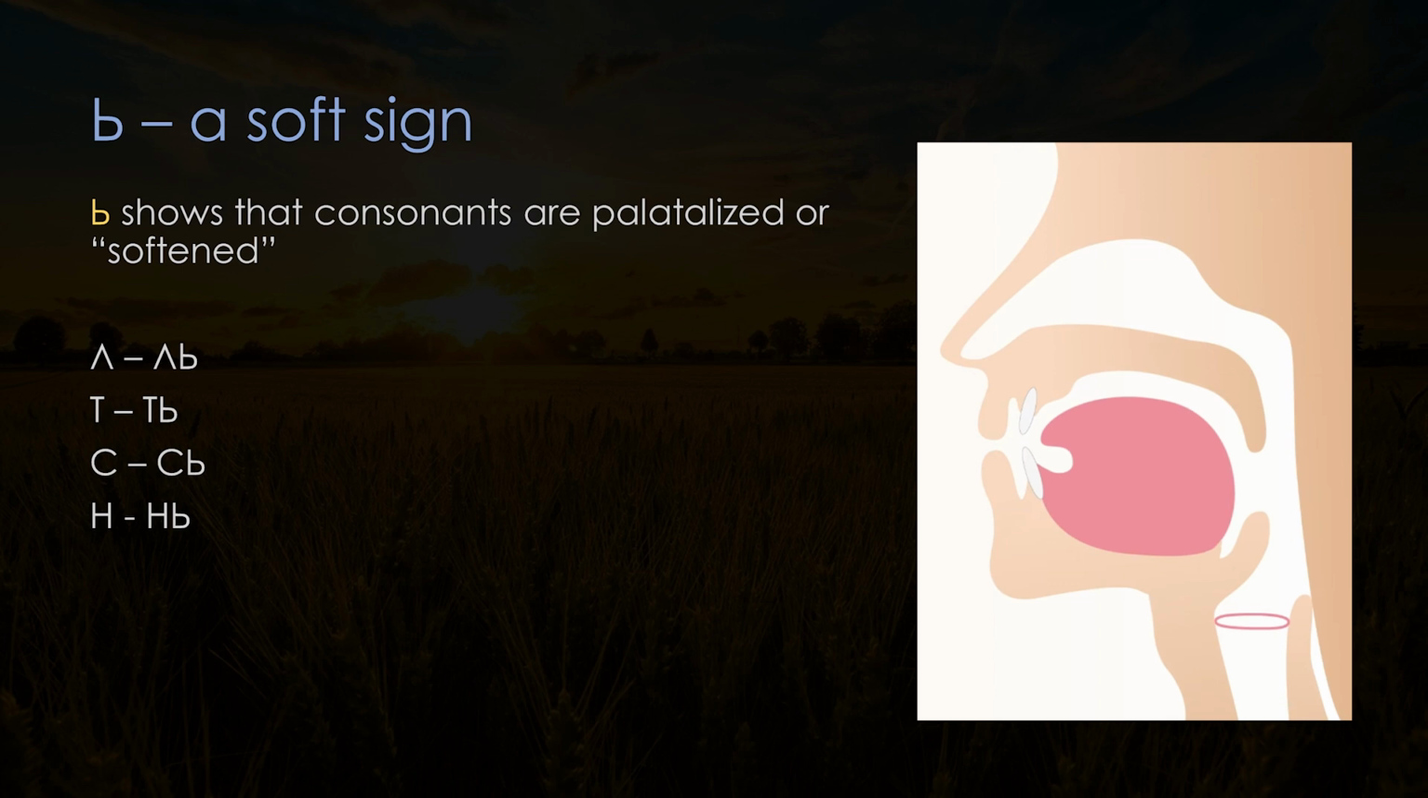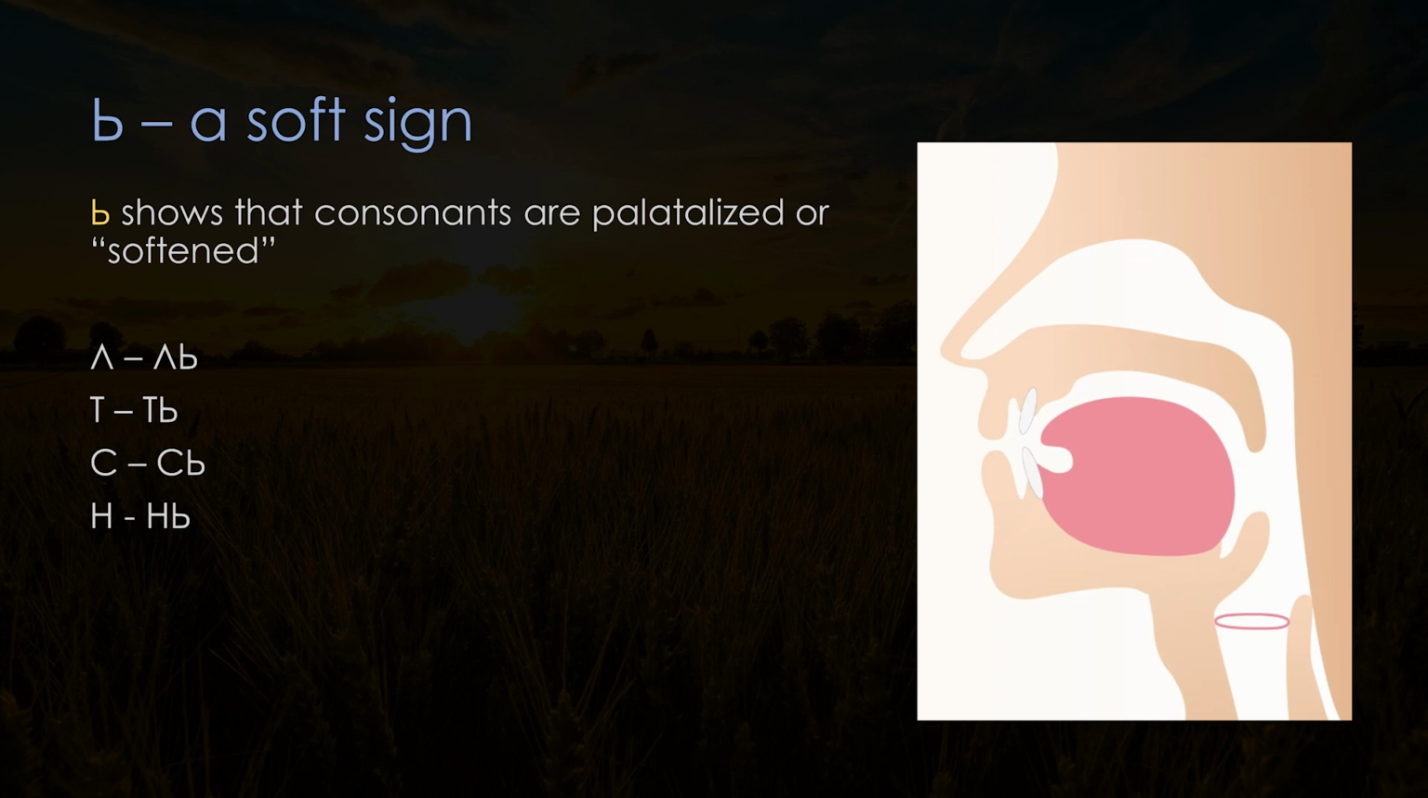And the last letter for today is the soft sign. A soft sign is a sign used to show that consonants are palatalized or softened. That's how Ukrainians call and feel it while pronouncing, but basically the letter means that this consonant should be pronounced with the back of your tongue slightly curved upward toward the roof of the mouth. That changes the quality of the sound. You might see it in the picture on the slide.